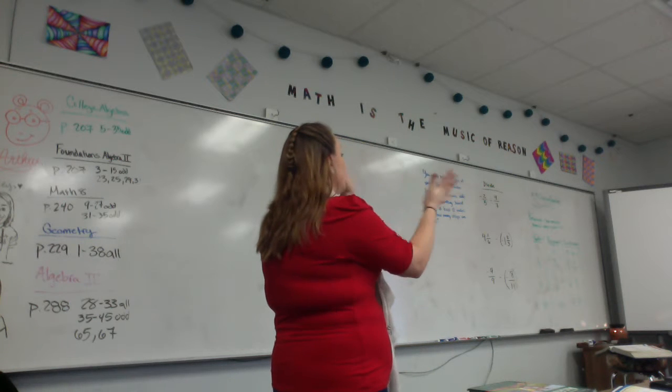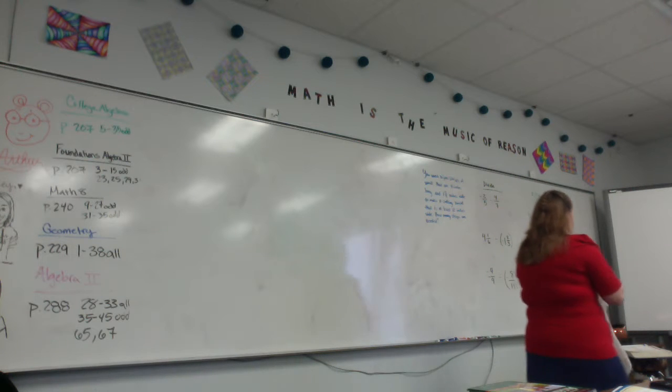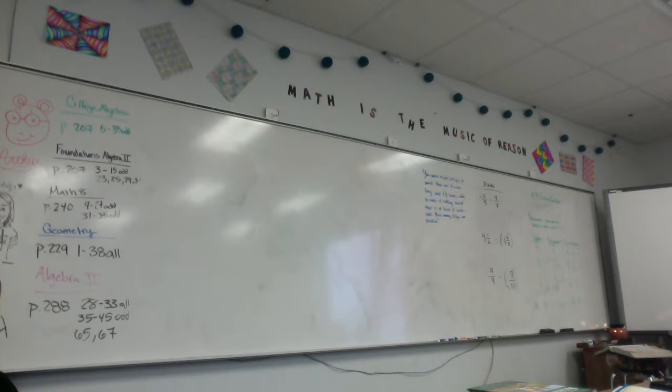Okay. When we divide fractions, it is so simple. Here's what you're going to do. When you divide fractions, you keep the first one the same. You take the second one and you flip it, and then you multiply straight across. So what I'm doing is I'm taking the reciprocal of this second fraction.